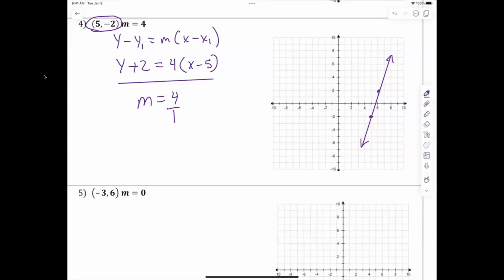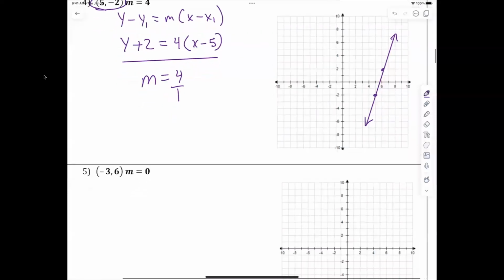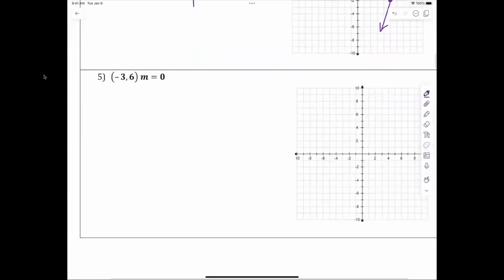Okay? Come on now, concentrate on number 5. The slope is 0. All right? Whenever the slope is 0, that's the indication that it's just a what? Horizontal line. It's a horizontal line. Now, to write the equation, it's the same principle. y minus y1 equals m times x minus x1.